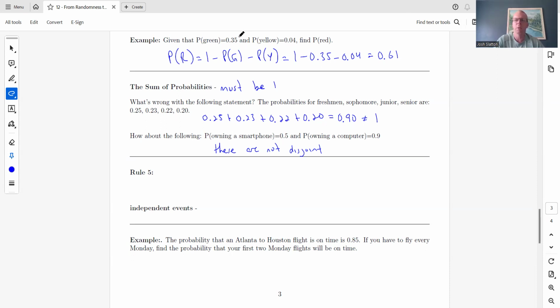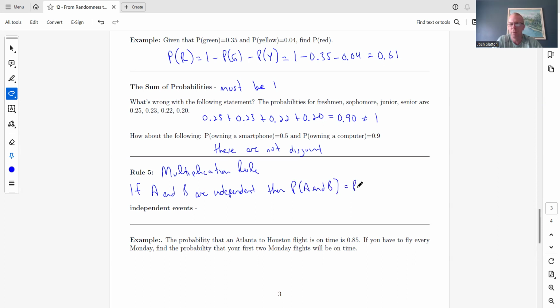So this brings us to rule number 5, and this is the multiplication rule. What the multiplication rule says is if A and B are independent, then the probability of A and B equals the probability of A times the probability of B.